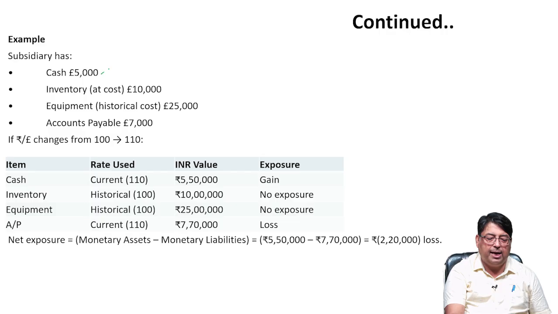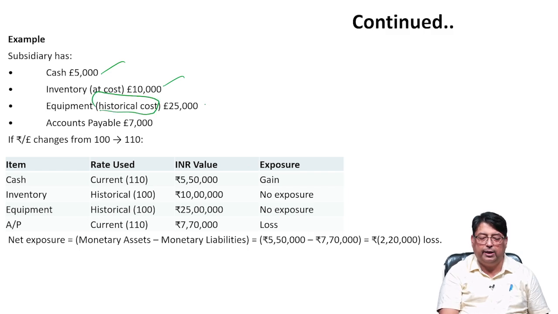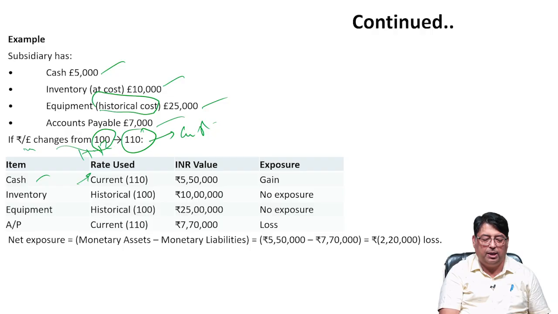Now, the subsidiary has cash of 5,000 pound, inventory at cost is 10,000 pound, equipment that is at historical cost acquired at 25,000 pound, accounts payable is 7,000. So, if the rupee-pound rate changes from 100 to 110, so this is the current rate and 100 is the historical rate. Now, cash is converted at current, that is 110. Inventory historical at cost, so 100 rupees per pound. Equipment historical, so 100 rupees. Accounts payable current item, so 110.